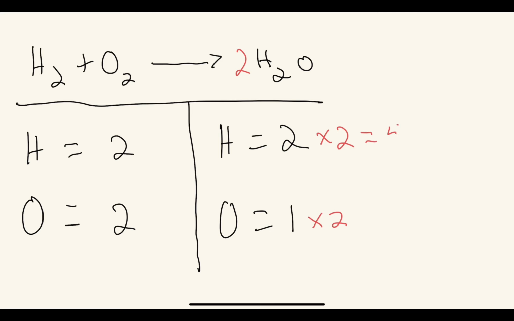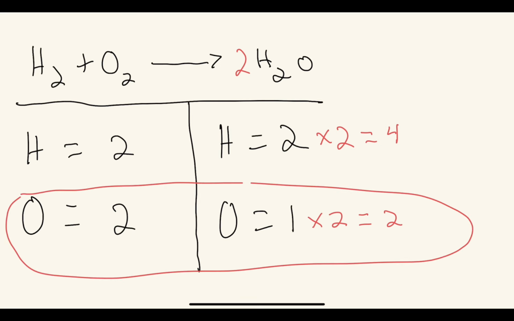Now this will create 4 hydrogen atoms, and this will create 2 oxygen atoms. Now there's an imbalance in the hydrogen. So the oxygen is all good, so this is all good. But now we need to fix the hydrogens. And it looks like there's only 2 on the left side, but there's 4 on the right side.